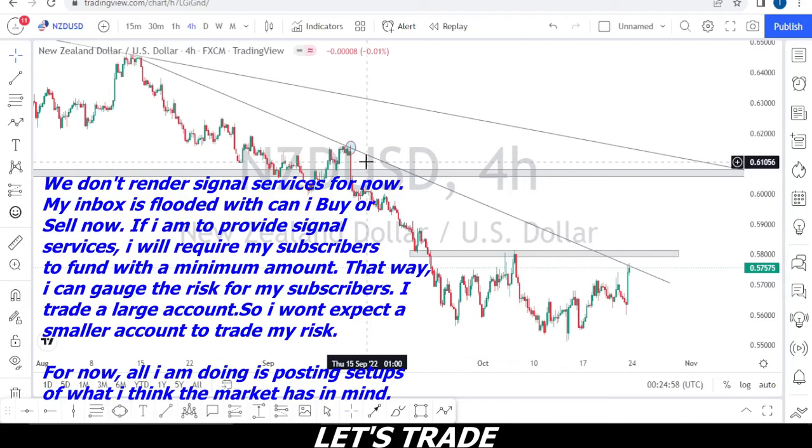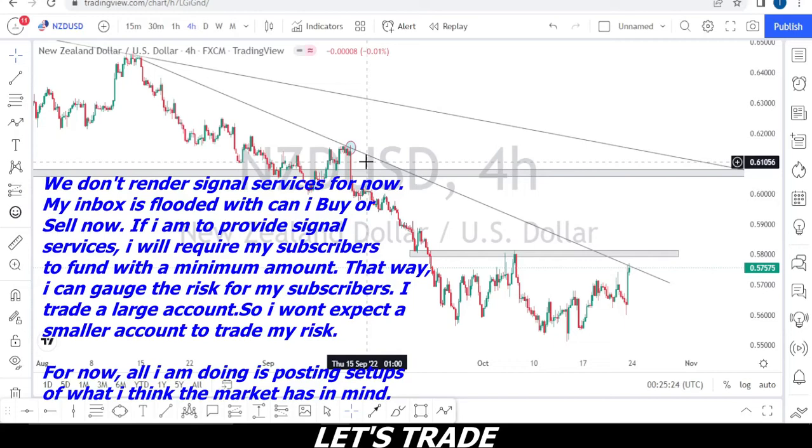I can't give you entry signals. If I tell you to enter a trade, then where do I tell you to put your stop loss? I don't even know your account size. You might be trading a $100 account or $200 account. Now you can't compare that kind of account with someone that is trading $1,000 or $2,000. The risk you guys will be taking is going to be very, very different.